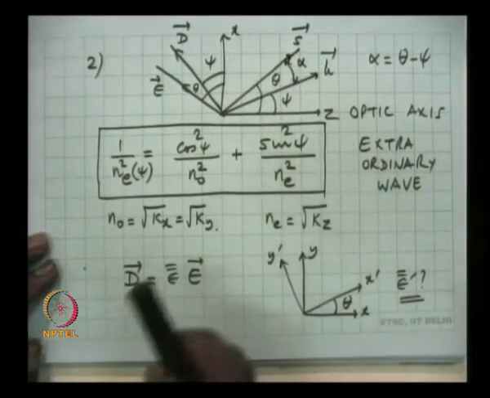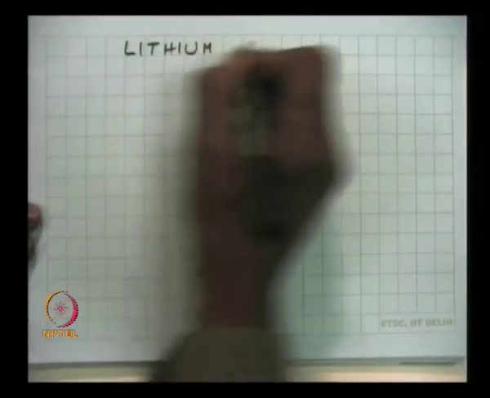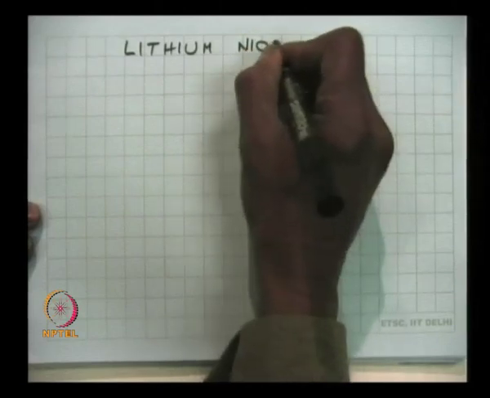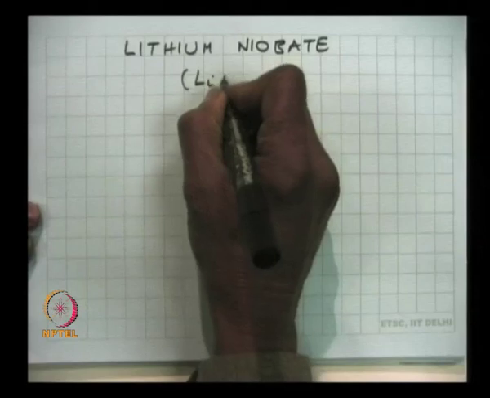So, what I would like to do is to find out an estimated value of alpha, just for us to know what these numbers are. So, let me give you a specific example. Let me take lithium niobate as an example. Li lithium, this is LiNbO3.